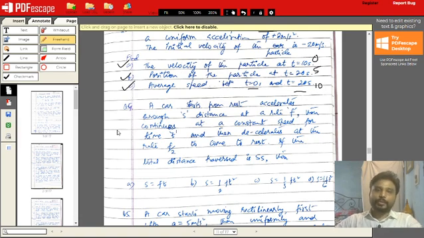Now let us move on to the next question. A car starts from rest, it accelerates through distance s at a rate f, then continues at a constant speed for the time t, and then deaccelerates at the rate f by 2 to come to rest. If the total distance traversed is 5s, then s is equal to whatever value we are looking for. So if a car starts from rest, it has traveled through s distance.